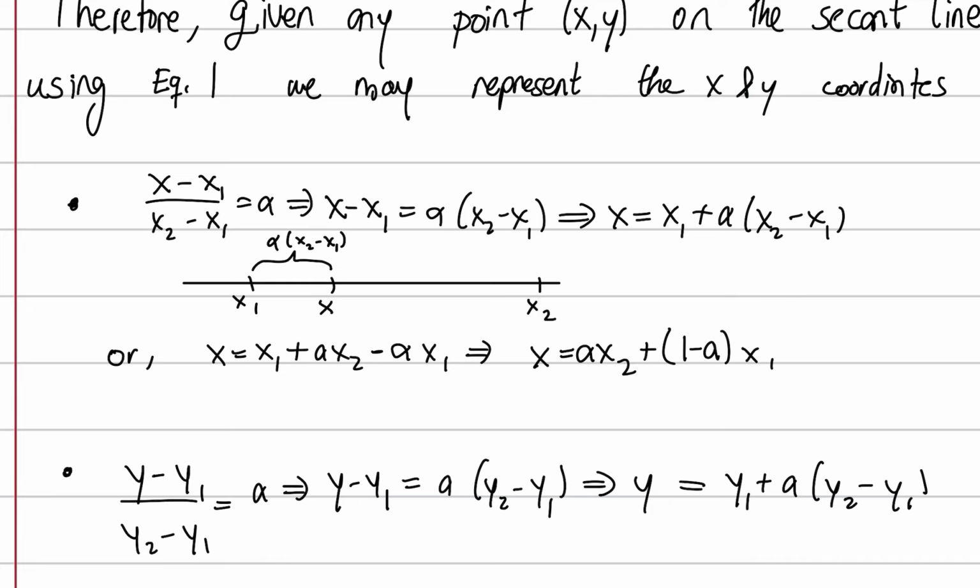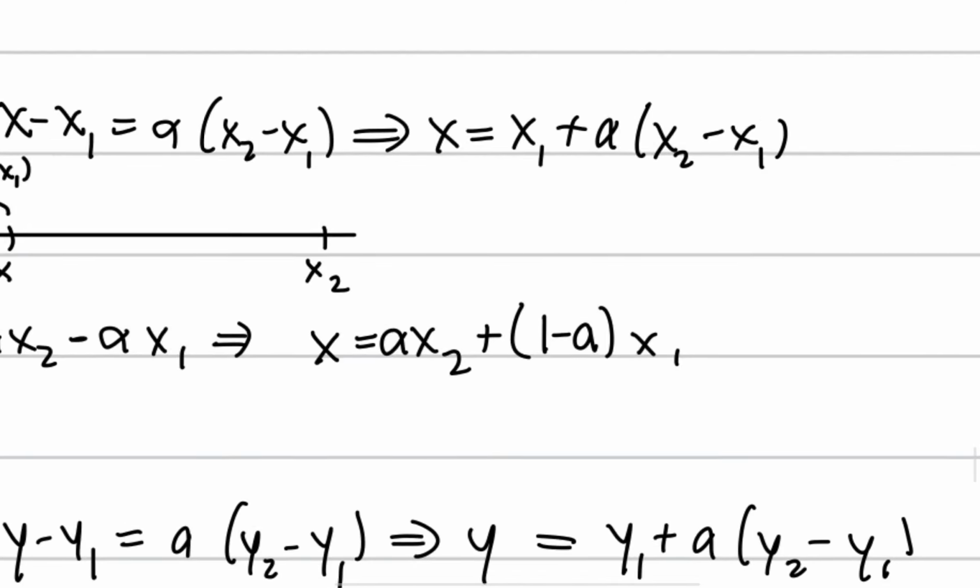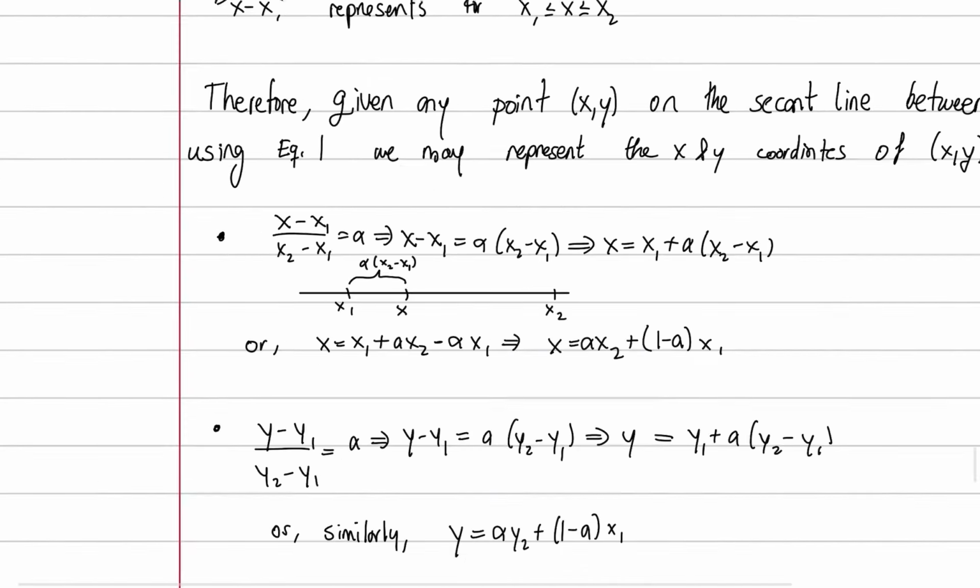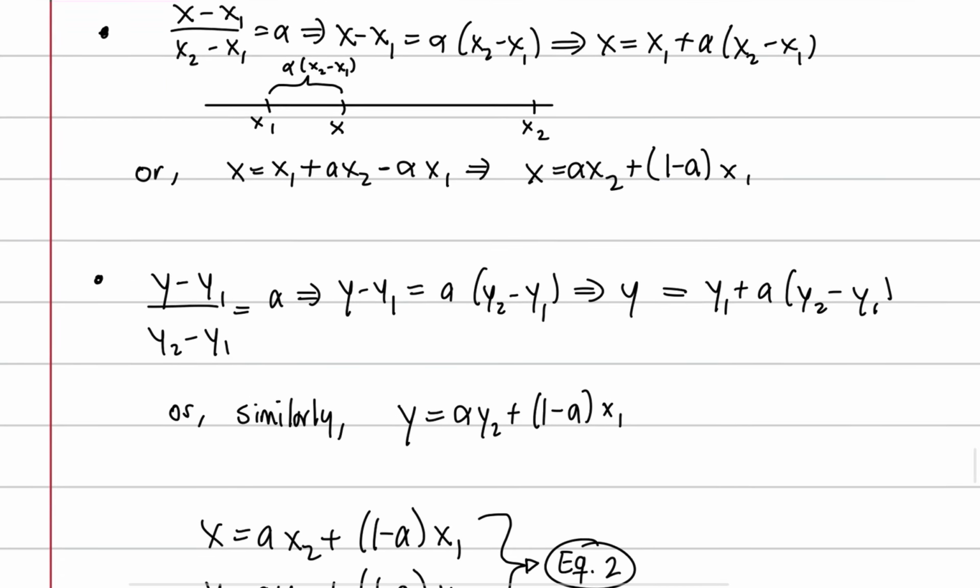Alternatively, you may choose to express it as x equal to x1 plus, expand the parentheses, and then move alpha x2 to that side. And then we'll just write 1 minus alpha times x1. And similarly, the same exact argument for y. So we get y is equal to alpha y2 plus 1 minus alpha times y1.